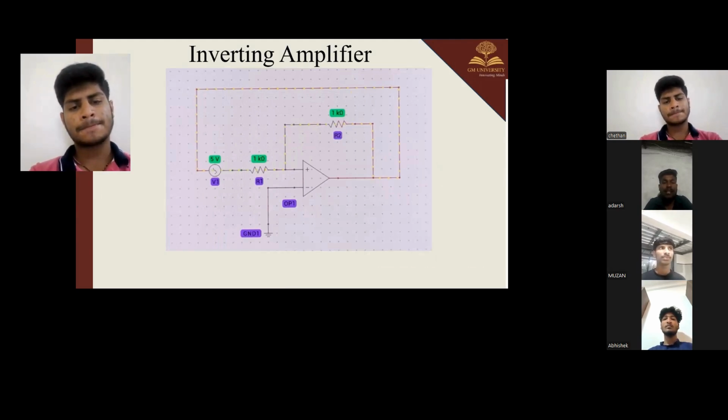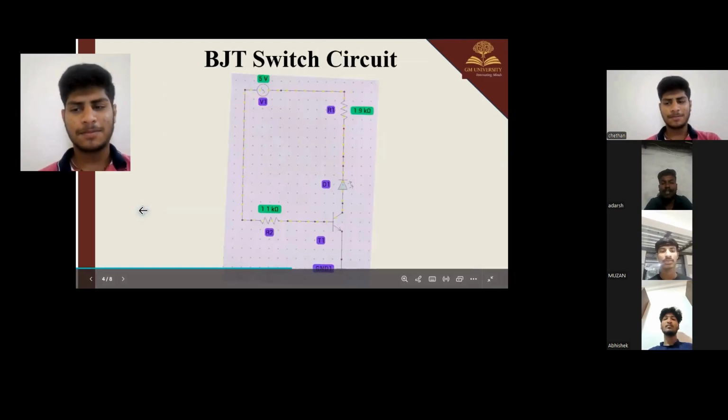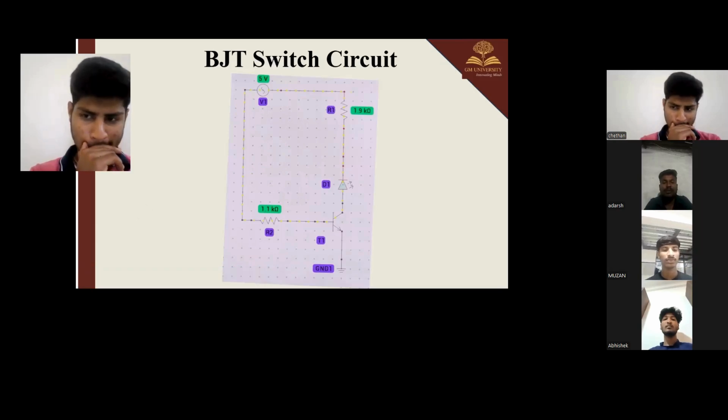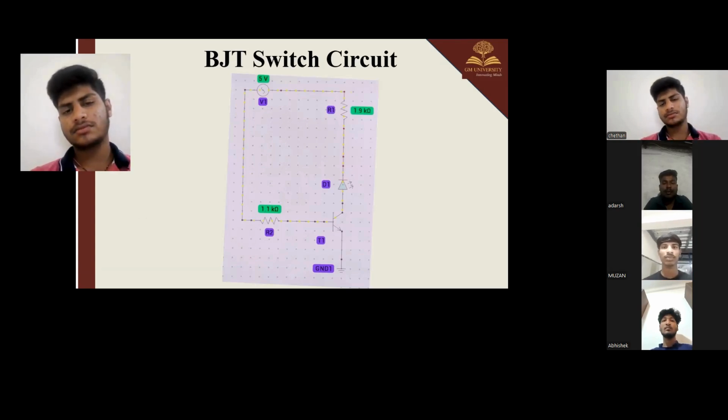A BJT works like a water tap. If a small current flows into the base, a large current flows from collector to emitter. If no current flows into the base, the transistor stops the current. That's why a BJT can work as a switch. In a BJT there are two states: the off state, which is the cutoff region, and the on state, which is the saturation region.